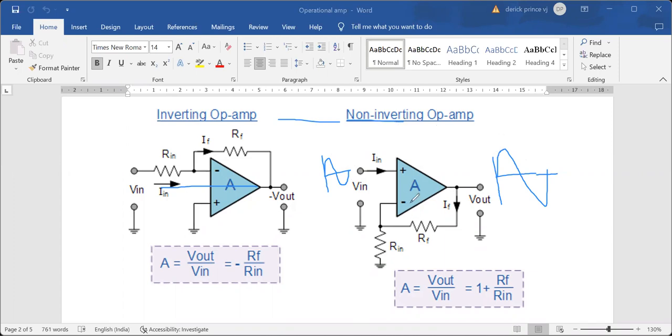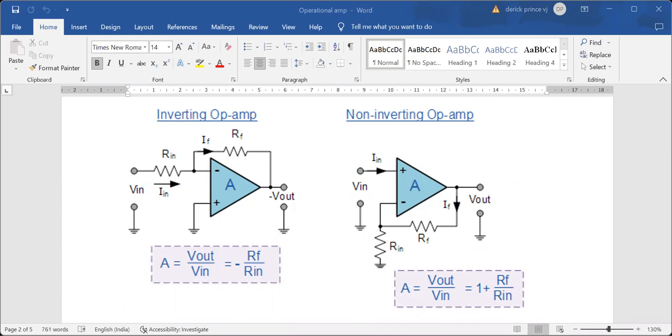Your inverting terminal will be grounded down. The inverting pin is grounded, and this is the feedback resistor, which provides the feedback. The formula for non-inversion is gain equal to output by input, which is equal to 1 plus RF by RN. So this is the formula for the non-inverting operational amplifier.